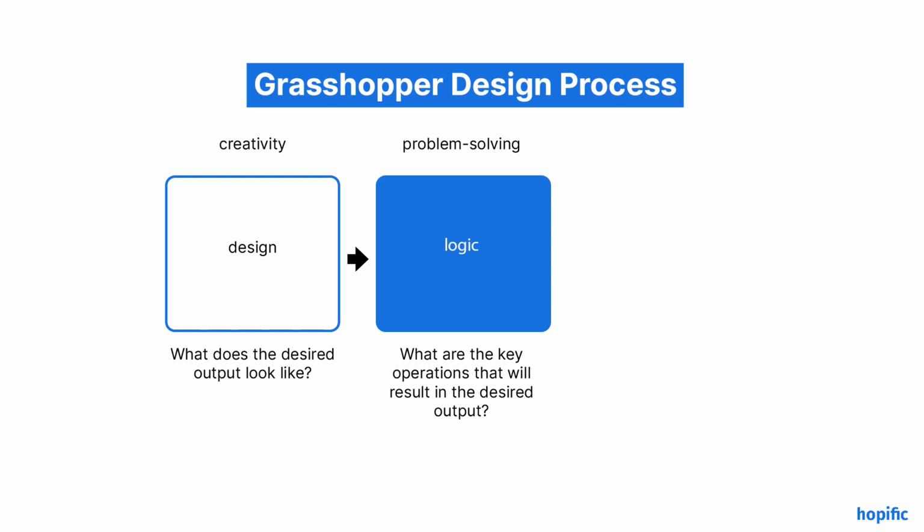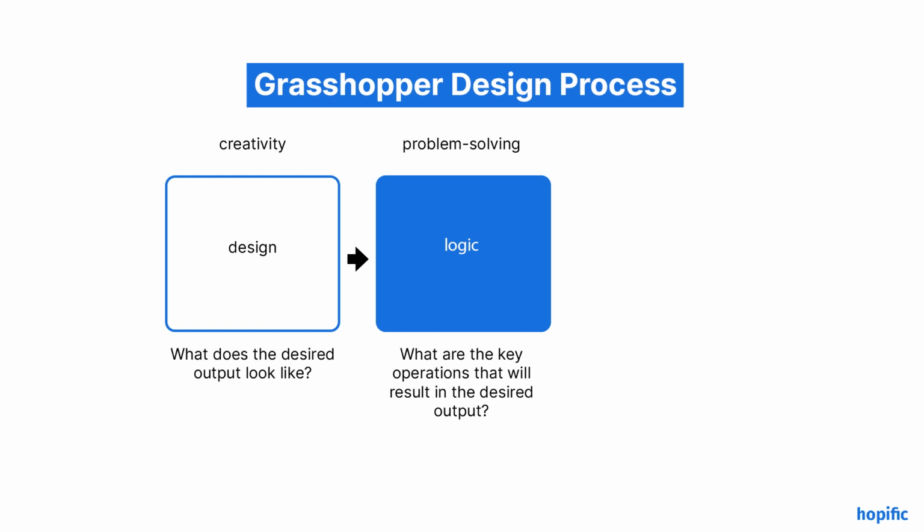The key question is, what are the key operations that will result in the desired output? That will lead to many further questions such as which geometries are involved, how are they generated, which parameters do we want to be able to change, and eventually which components are we going to use. Of course, this logic can and will change as we develop the script, but we need this logic to determine which components we're going to use and how we're going to tie them together in a sequence.